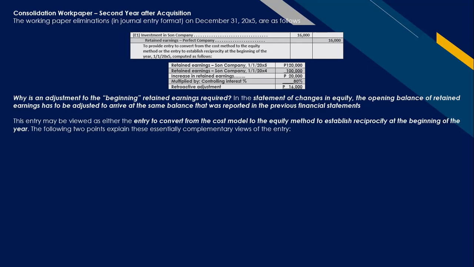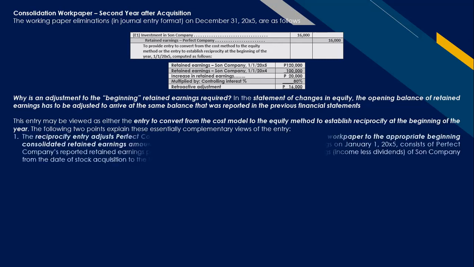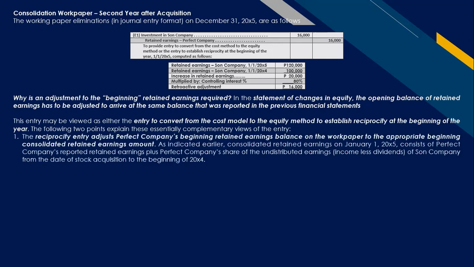The following two options explain these essentially complementary views of the entry. The reciprocity entry adjusts Perfect Company's beginning retained earnings balance on the work paper to the appropriate beginning consolidated retained earnings amount.